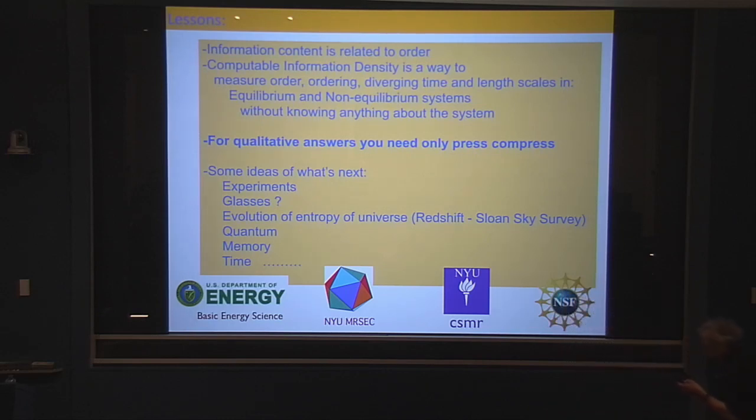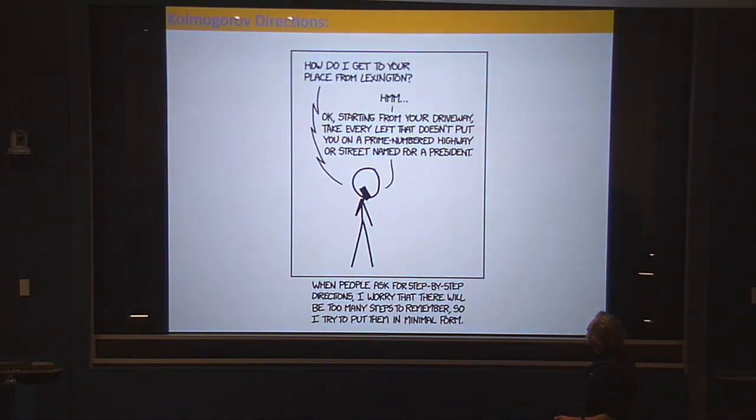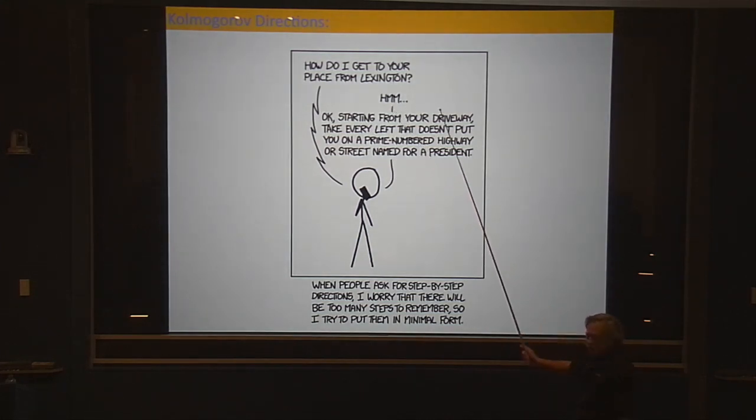And I'll conclude with something with Stefano to make things clear, with what Stefano found, I think, yesterday in some newspaper that he was reading, which is the Kolmogorov directions, okay? That is, if you want to get home tonight, instead of saying, okay, drive this way for this much, drive this way for this much, drive this way for this much, what you should do is take every left turn that doesn't put you on a prime-numbered highway or street named for a president, and you'll get home. And that's the Kolmogorov way of doing it. Okay, thanks.